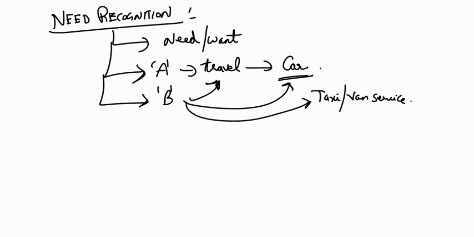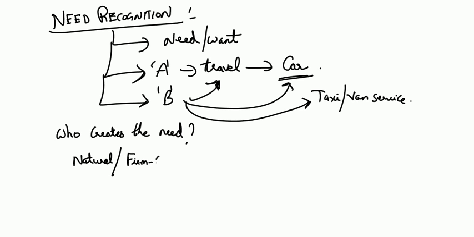Now this need makes the buyer decide whether to buy a product or not. Who creates the need? It might be natural or firm created. A natural need is, if you want food, you need to buy some rice, or if you need to travel, you can buy a car. A firm created need is something which is created by the firm to make profits.